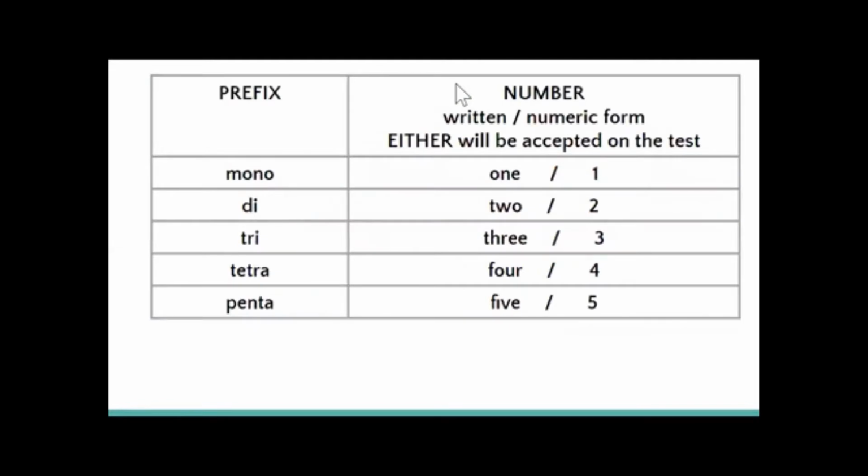So I've made this handy chart. The slash means or. So you can either write the word 1 or the numeral 1. Please don't write 1/1. It means the same. So choose one format of showing it. So the prefix mono, that's M-O-N-O, means 1. The prefix di means 2. The prefix tri means 3. The prefix tetra means 4. And the prefix penta means 5.